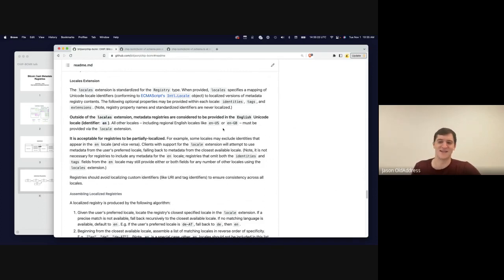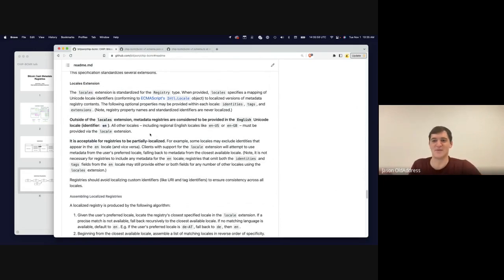So in many cases, a lot of registries are just going to be one set of information that is by definition for the EN locale. You don't have to have an English translation. Also, we even say it's acceptable for registries to be partially localized, and that means it's also acceptable for you to have no English anything. You can just, at the very top level, have extensions.locales, and then you have the registry in Japanese or whatever. And you don't have to have an English translation.